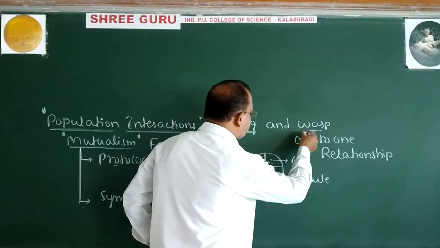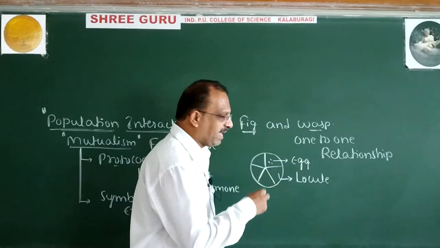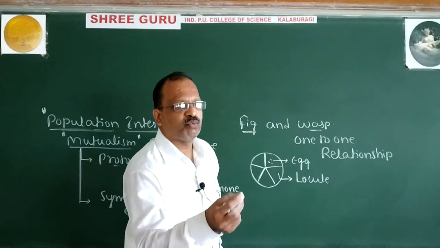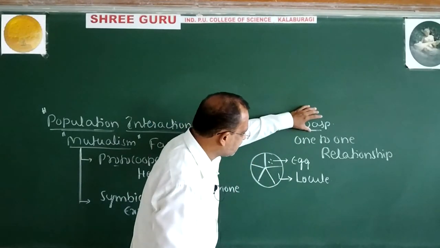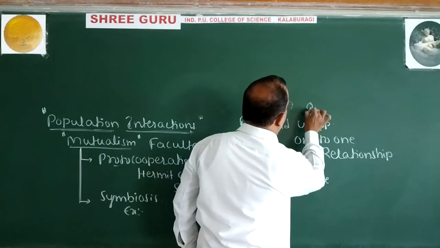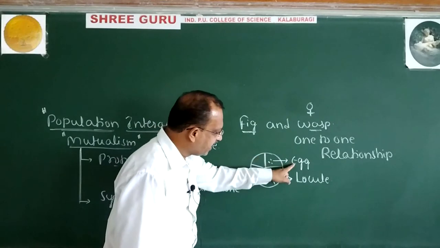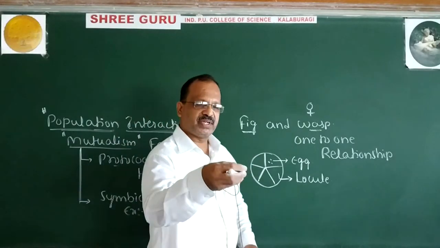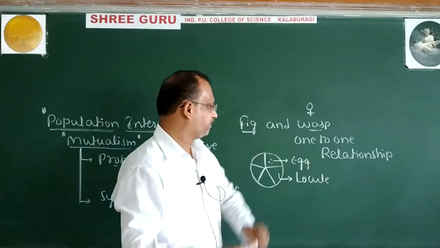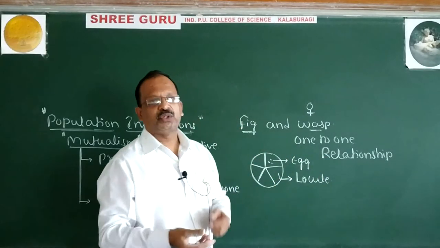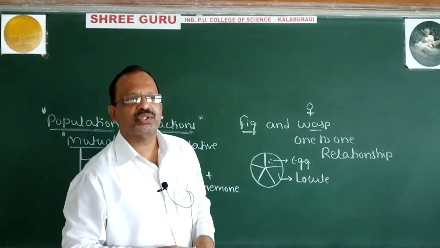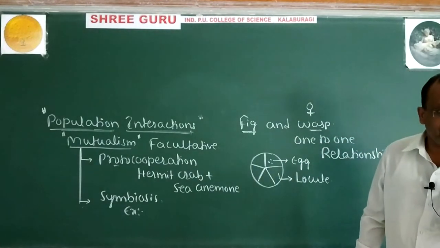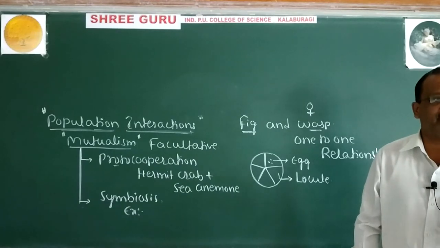Generally, the female wasp will lay the eggs in the locule of the fig with the help of an ovipositor. While depositing eggs, pollen grains are shed. When it visits another fig to lay the eggs, it will no doubt bring cross-pollination. In turn, fig will provide certain developing seeds as a source of food for the larvae.